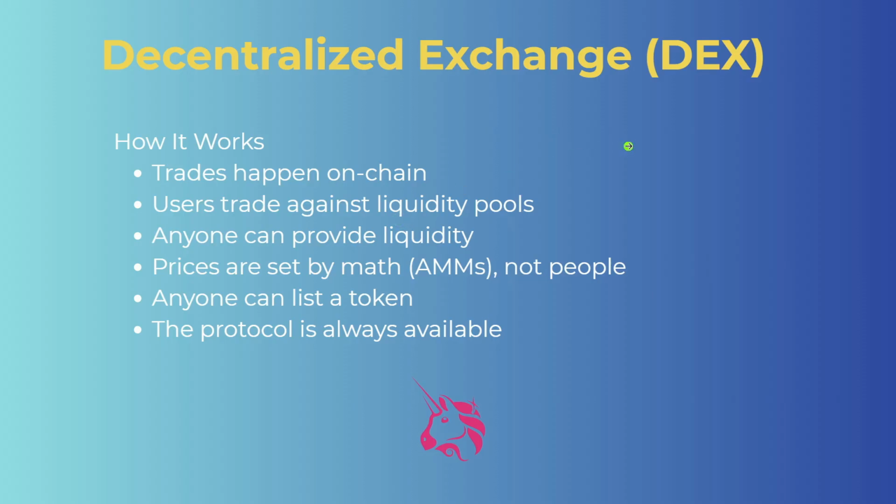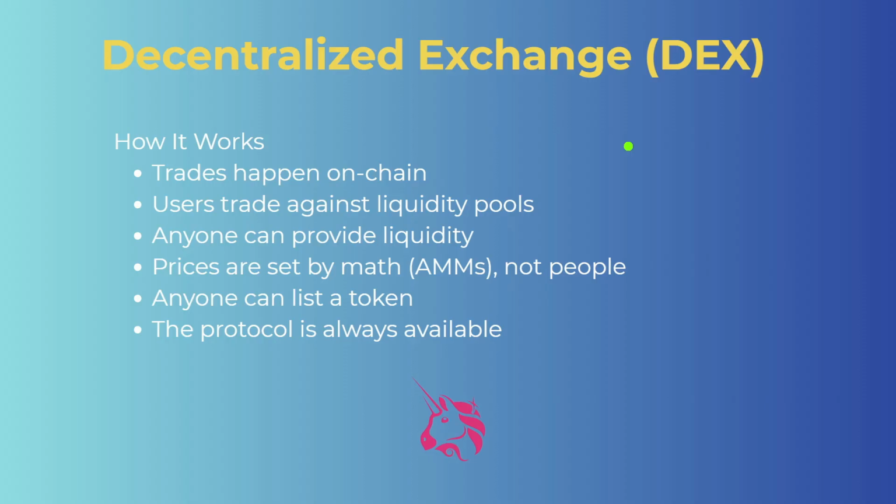How it works: trades happen on chain. The users are the ones that provide the liquidity. If a trader wants to make a swap, he has to trade against the liquidity pool, because the liquidity pool holds the tokens that are put there by the liquidity providers. Anyone can provide liquidity, and of course, they will earn fees, as we will see later.